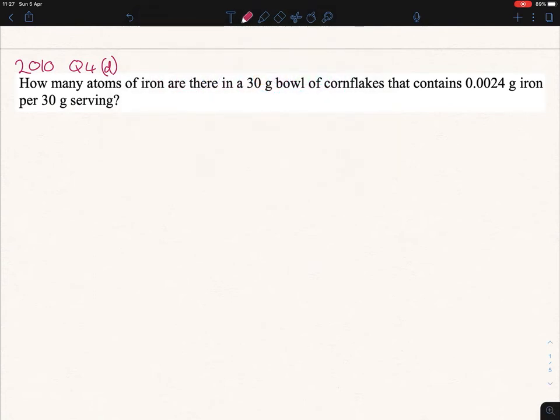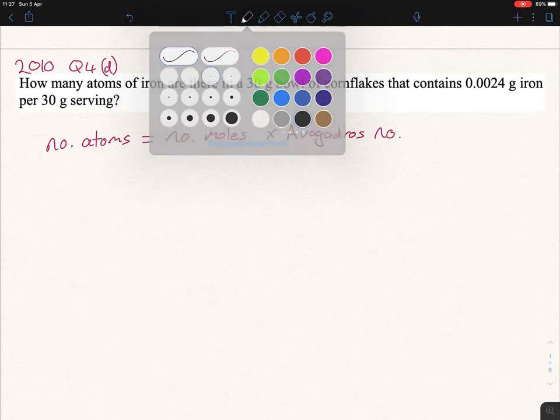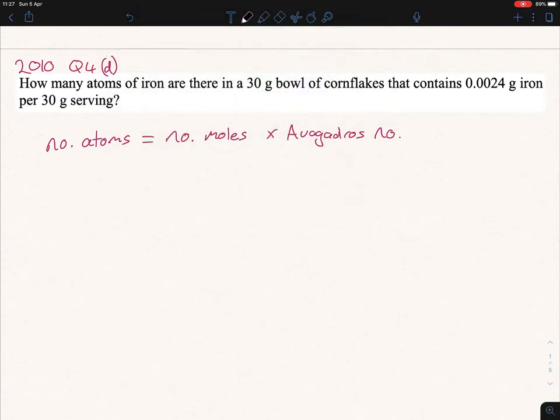So our number of atoms equals our number of moles times Avogadro's number. That's the formula we need to use. We're looking for the number of atoms, so we must figure out the number of moles, because we already have Avogadro's number, which is 6 times 10 to the power of 23.